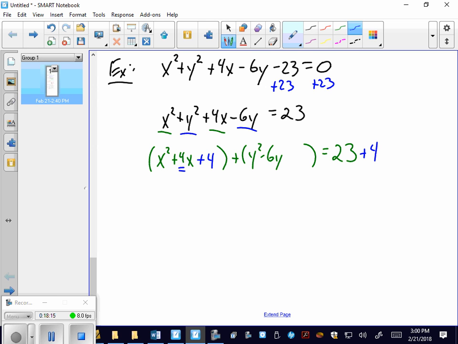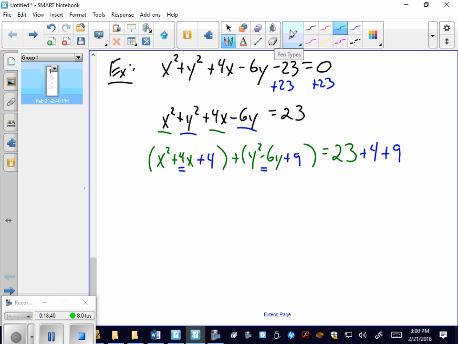We'll do the same thing with the y part. We'll take this middle term, negative 6, divide it by 2, which is negative 3, and then square it. Negative 3 squared is positive 9. Again, I have arbitrarily just now added 9 to the left side of the equation. I must add 9 to the right. Okay, so far we're doing pretty good.